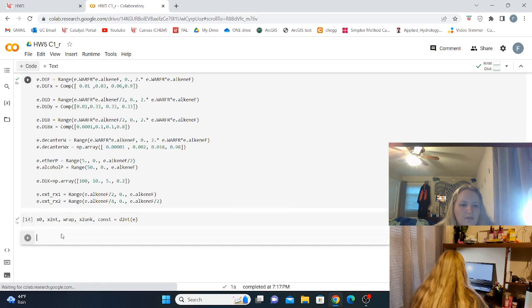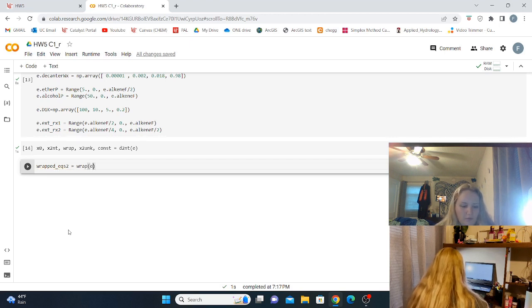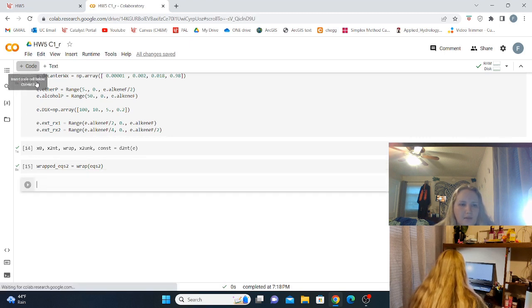Okay. So next we're going to set up a name for our wrapped equation. Let's call it wrapped, and we need our second equation, EQS2, and that's going to be equal to that function wrap of that second equation, EQS2. So let's go ahead and run that to wrap it.